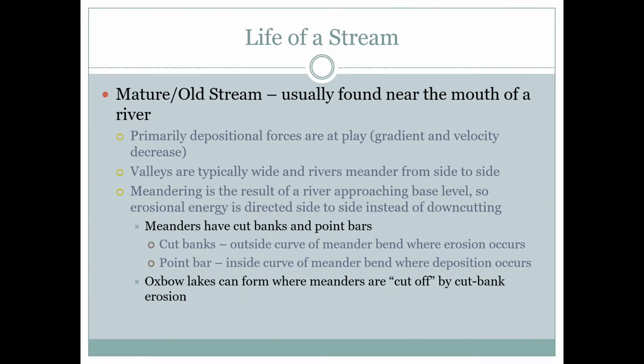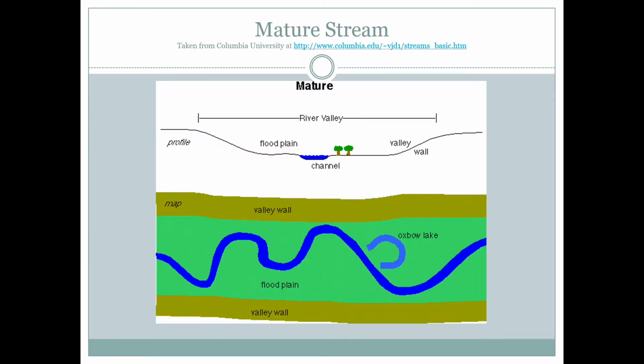When we look at the meander of a river, we typically have two things. When we look at a bend in a river, we have a cut bank and a point bar. The cut bank is simply the outside curve of a meander bend where erosion is occurring, and the point bar is the inside curve of a meander bend where deposition is occurring. As the stream swings out wide, its velocity increases towards the outside of the turn, decreases toward the inside of the turn. So inside we get deposition, outside we get erosion. You'll hear the term oxbow lakes. Oxbows or oxbow lakes can form where meanders are cut off during an erosion. I'll show you how that happens here in a slide or so.